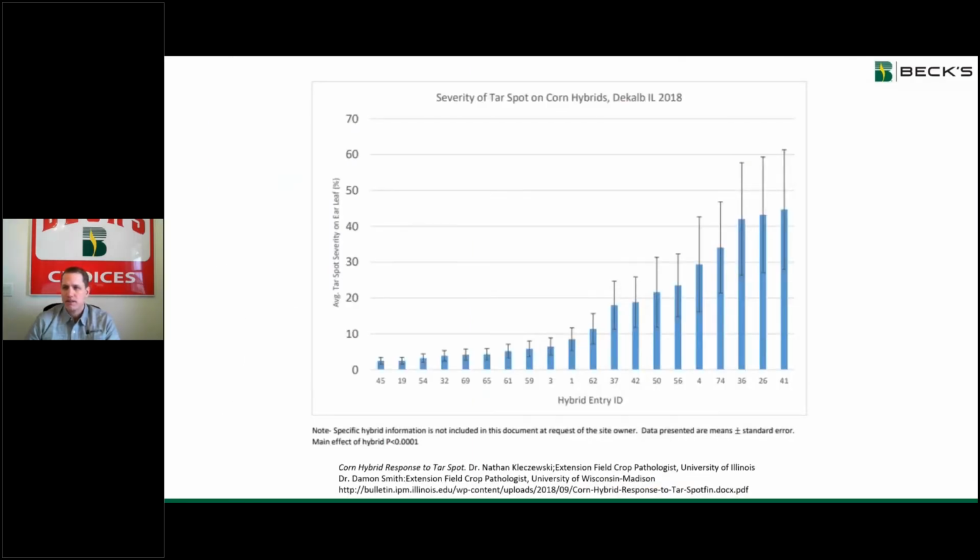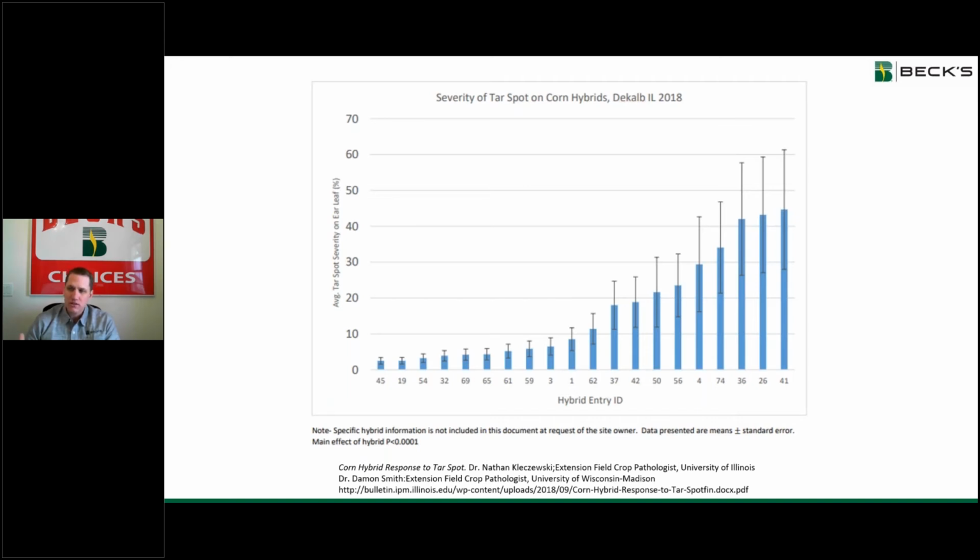So when we talk about hybrid susceptibility, this is from the University of Illinois. They had a hybrid trial in DeKalb, Illinois in 2018. What they did is they went through and ranked how severe the infection of tar spot was based on the different hybrids. The numbers you see across the horizontal axis there are the identifiers of the hybrids. The names were not included in this at the request of the site owner, but just know each of those blue bars is a different hybrid.